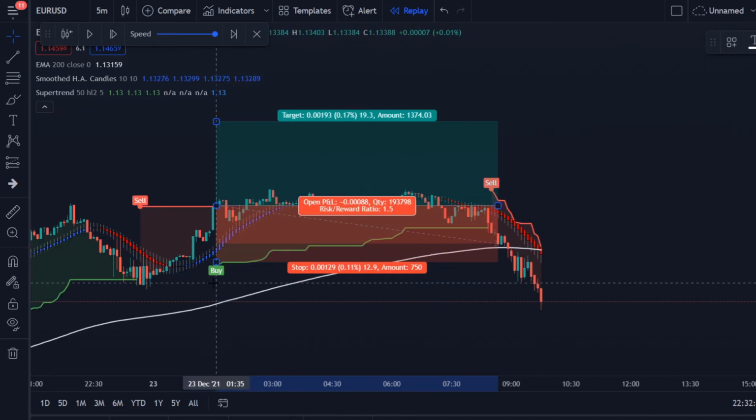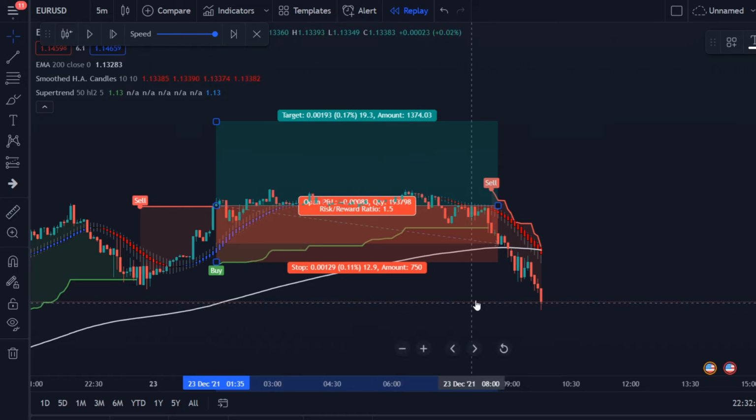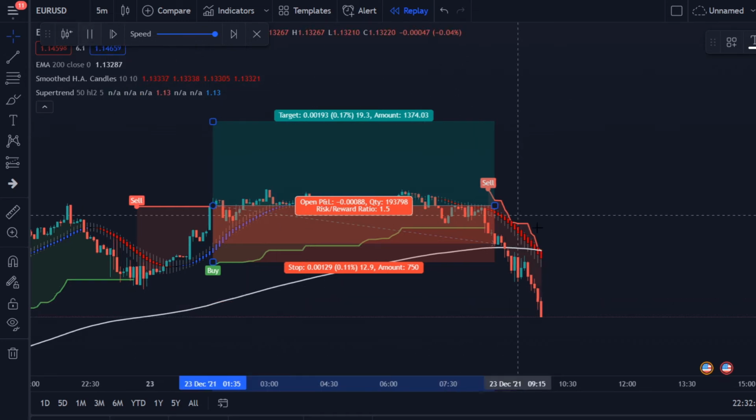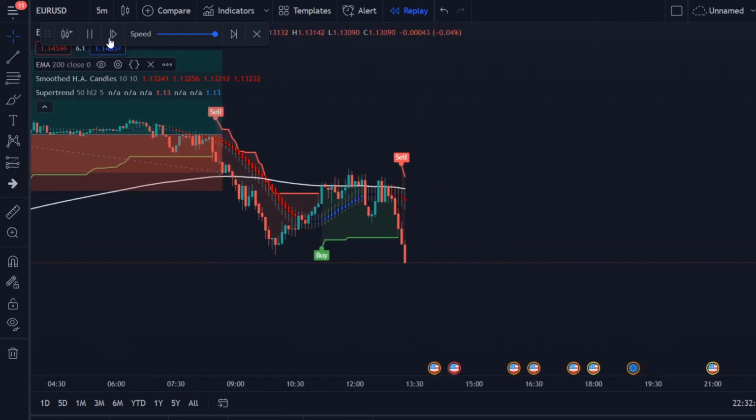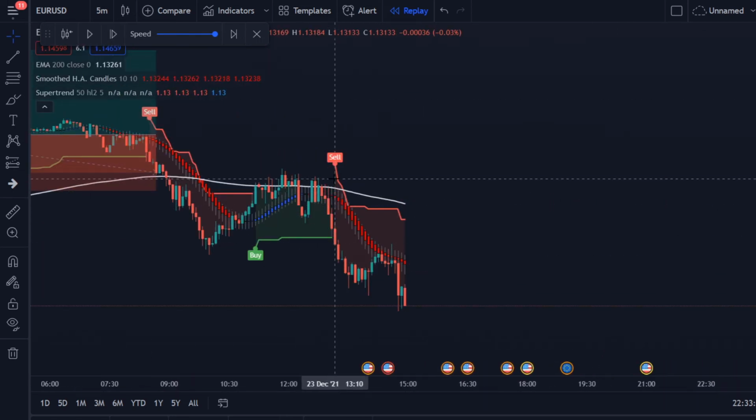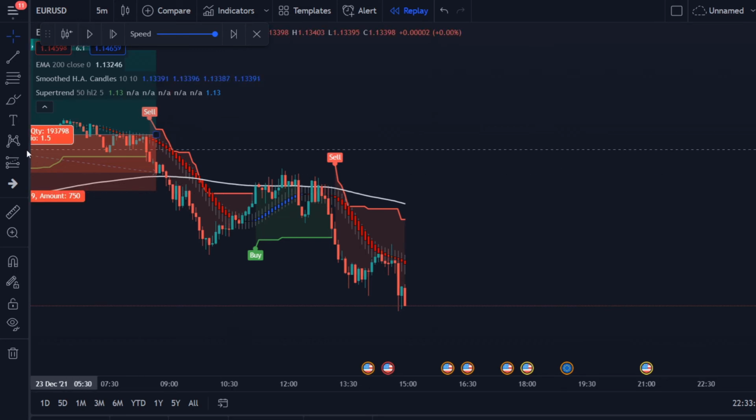Keep in mind that we are trading in the Asian session, which is not the best session to scalp. Let's show you some signals in the London session. We're trading in the London session right now. So this is the 200 exponential moving average. Then we have the smoothed Heikin Ashi.